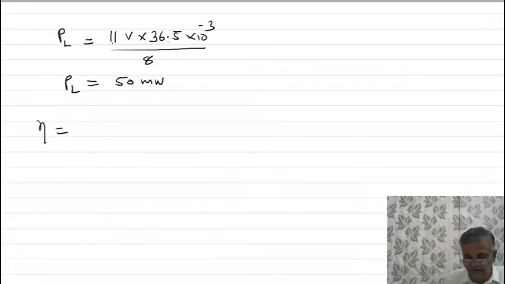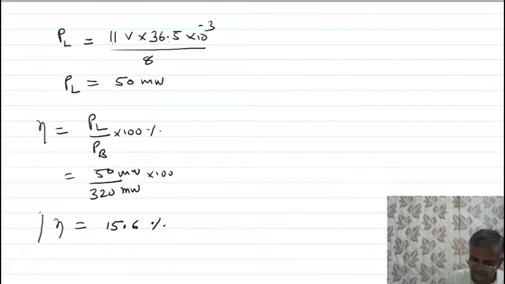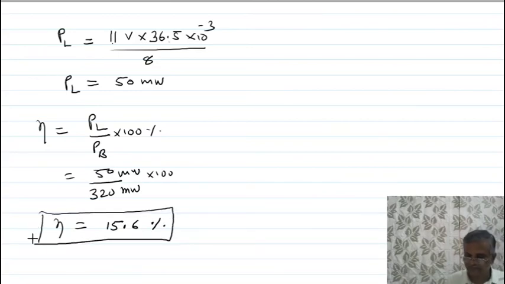Efficiency is given by PL upon PB into 100. So it is 50 upon 320, this is in milliwatt, this is in milliwatt, into 100. So if you do the calculation, I'll get efficiency as 15.6%. So in this way you can calculate the efficiency of your amplifier.